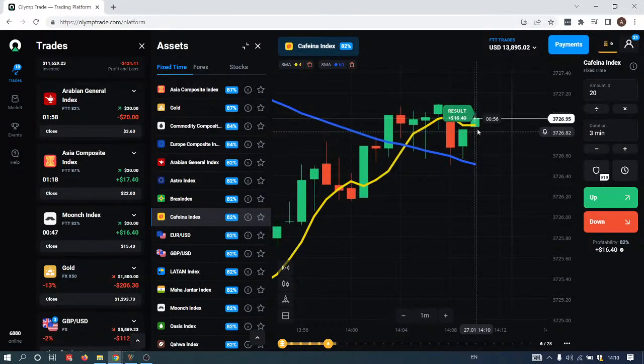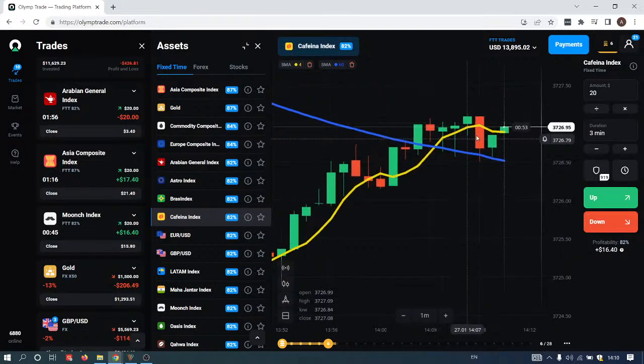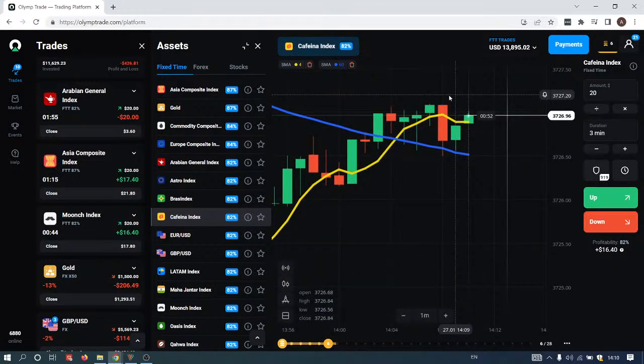Wow, beautiful. Caffeine index closes in the last few seconds. It closes with a profit. Wow.